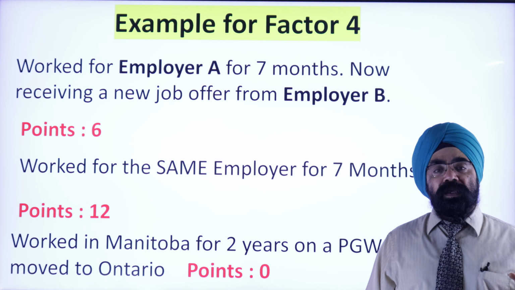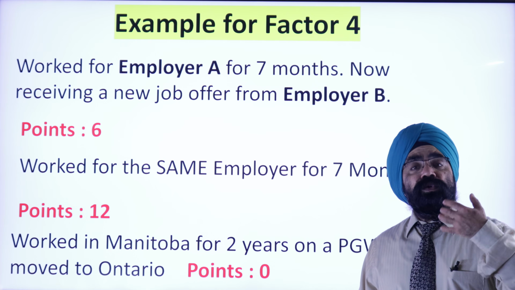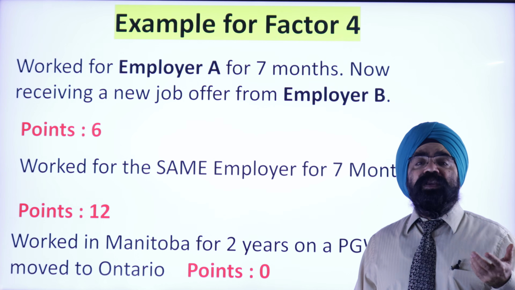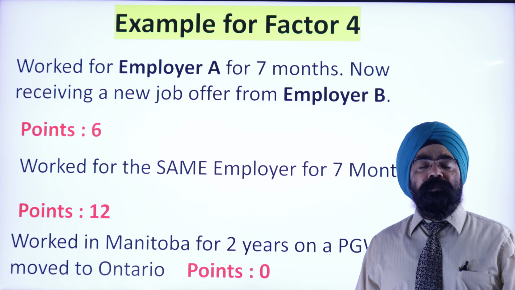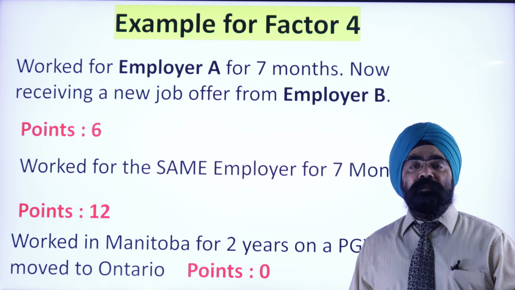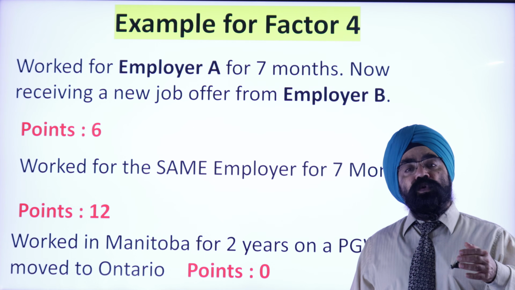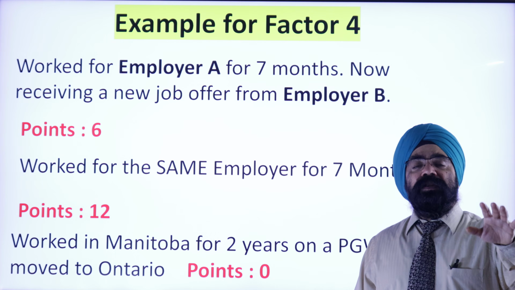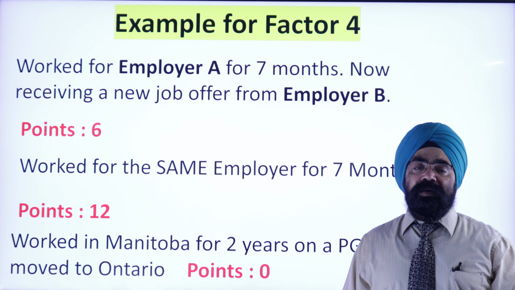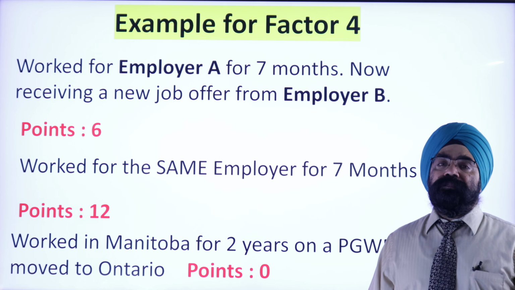Suppose with employer A, you have been working for the last 7 months. You tell him there is a new stream. He says, no, I cannot help you because my revenue is less. So you move to another employer, employer B. You work 7 months for that employer. Same job, carpenter. You were working as a carpenter for employer A, and for employer B you are working as a carpenter. Same NOC code, you get 6 points.